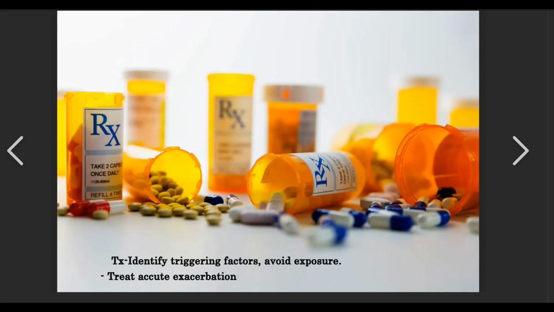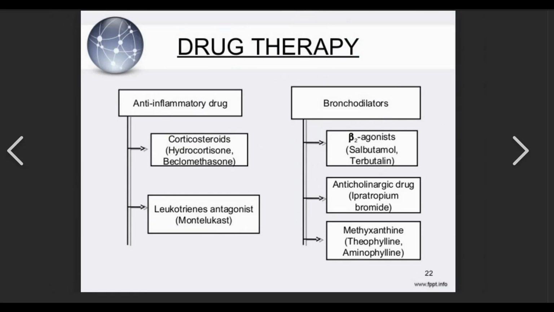Now let's see the treatment of asthma. The primary treatment involves identifying or recognizing the triggering factor that is causing the asthma attack and avoiding exposure to these triggers. In pharmacology, the medicines used for asthma are classified into bronchodilators and anti-inflammatory drugs.